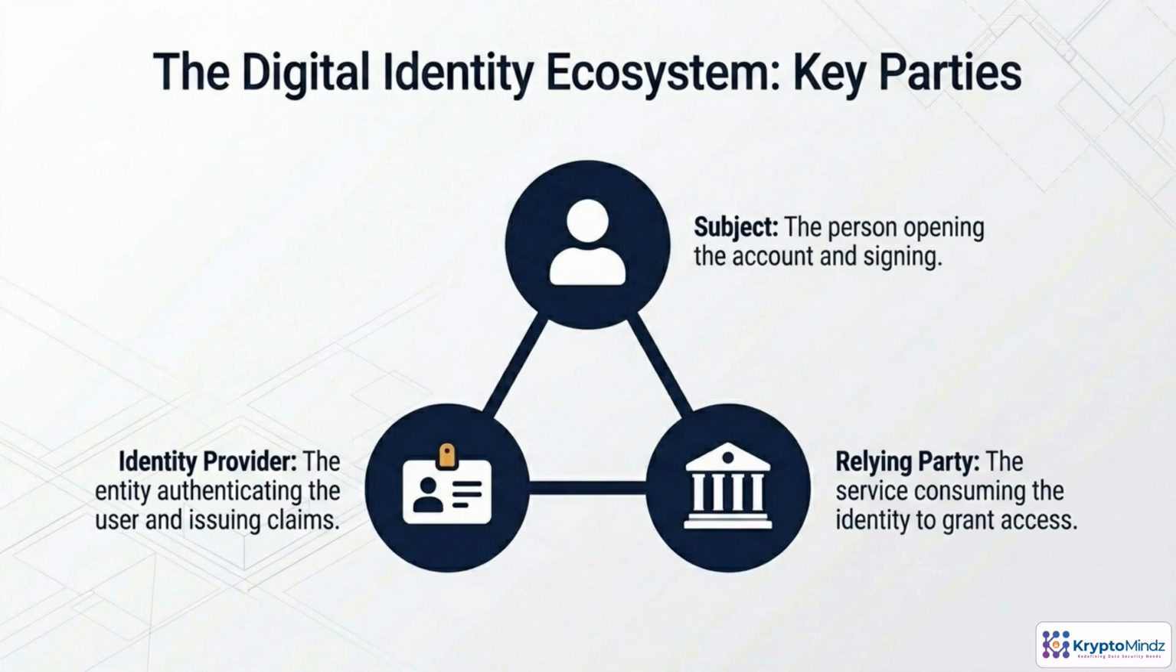Digital identity always comes down to three roles. First, the subject. The person who wants to access a service, open an account, or sign a document. Second, the relying party. The bank or application that needs reliable information about that person. Third, the identity provider. The authority that issues credentials and authenticates the subject. In an eIDAS context, the relying party trusts the provider's verified claims instead of doing all checks itself.